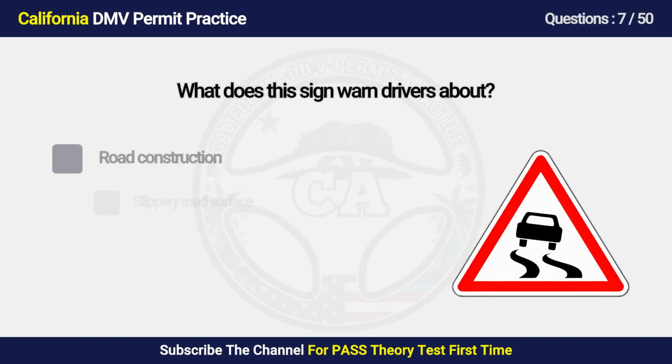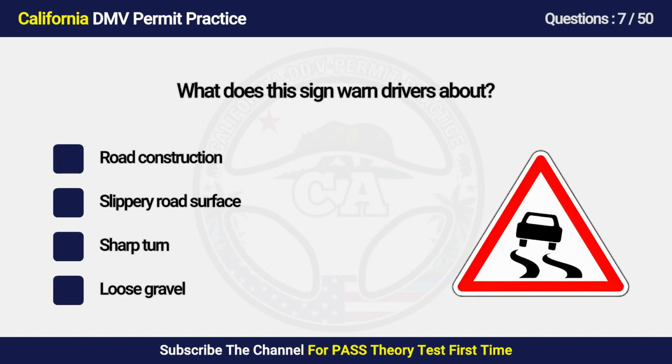Question 7. What does this sign warn drivers about? A. Road construction. B. Slippery road surface. C. Sharp turn. D. Loose gravel.